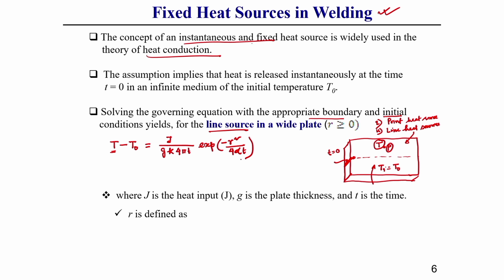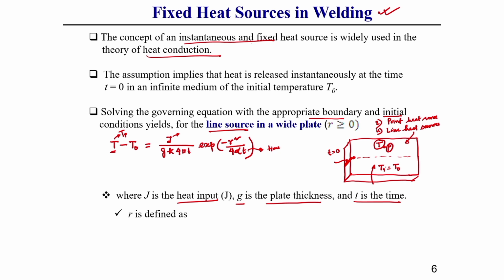Now, from this equation you can see the temperature at a particular point P varies with time. Here t is time, g is the thickness of the plate, and J is the heat input in joules. I have already written these.